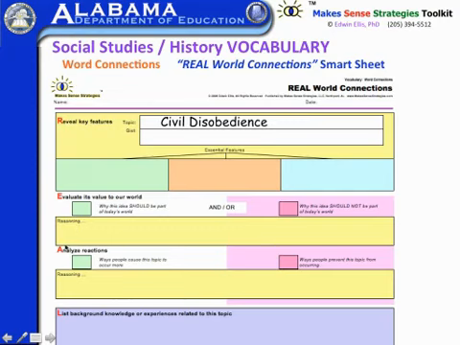Then the A step is analyze reactions. In other words, what are some ways people cause this to occur more? What do we do that causes people to do more civil disobedience, and/or ways people prevent this from happening? What do people do to prevent civil disobedience from happening? You select one or the other or both, but tell me why under here. And then finally at the bottom, list background knowledge or experiences related to this topic.